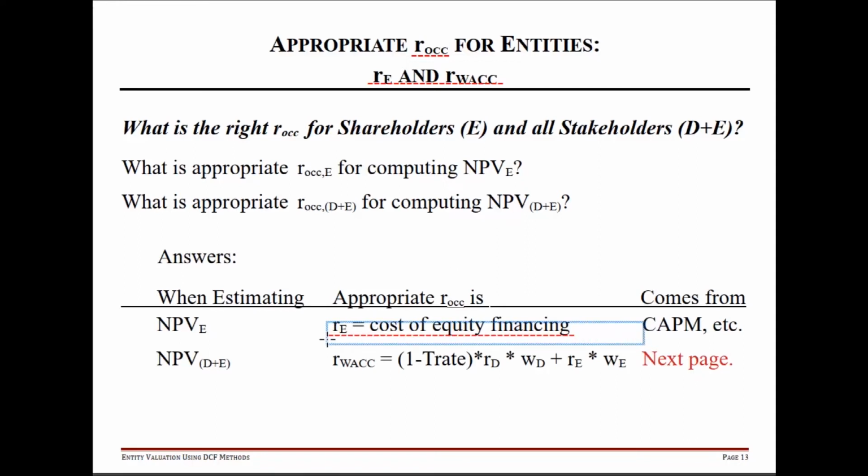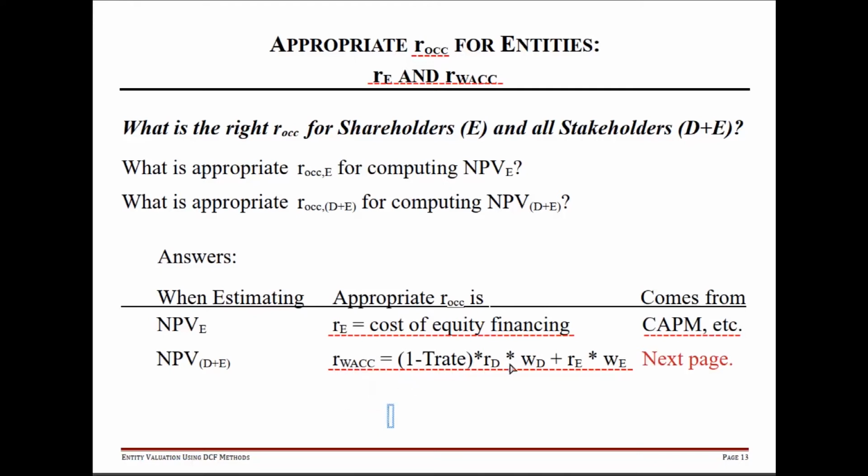That's going to come from CAPM or some other model. And we saw in the last chapter how to compute that from CAPM. If we're getting the NPV to all the stakeholders, then we're going to use this R_WACC thing. The way to pronounce this is weighted average cost of capital, R_WACC, or just WACC. Most people will just say WACC here, and they mean R sub weighted average cost of capital.